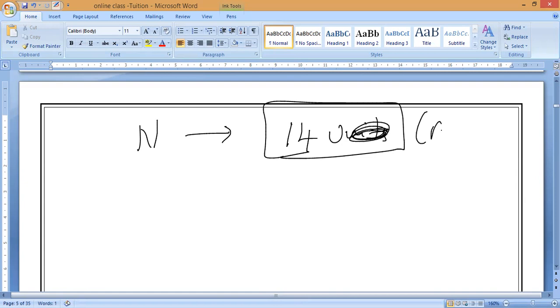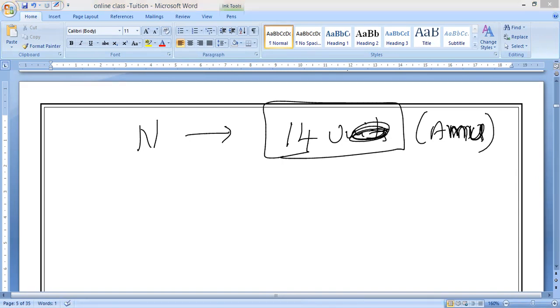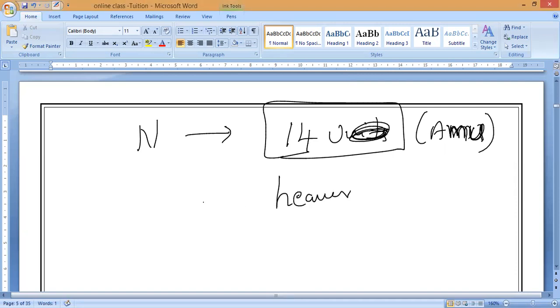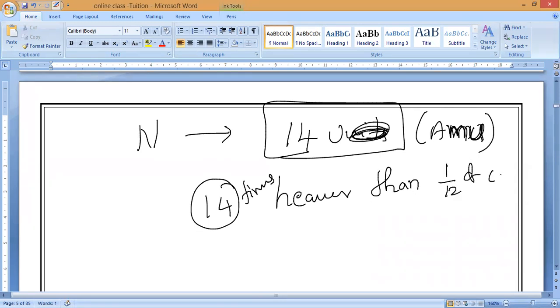U is the atomic mass unit. What does it mean? Is it heavier or smaller? It is heavier. How many times? 14 times heavier than what? Heavier than 1/12 of a carbon-12 atom.